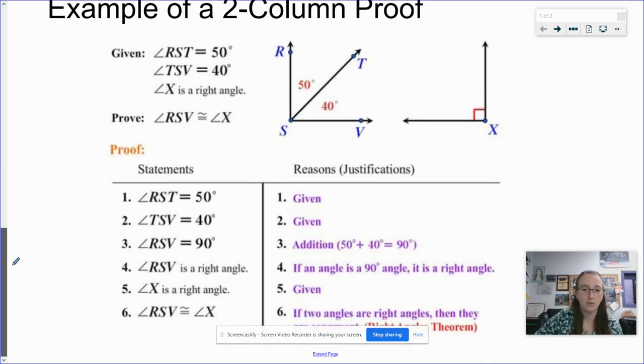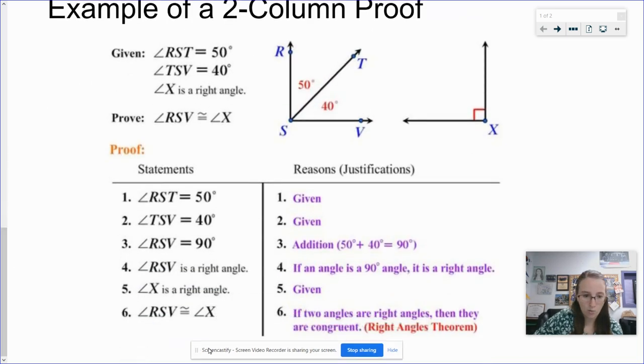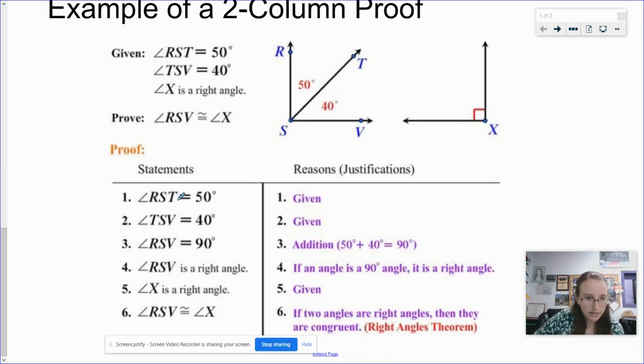So here's just an example of one. This one's a bit complicated. We're going to work our way up to this. But all over here, these are just statements. Angle RST equals 50, and then we have the reason for why we're allowed to say that over here. And we're going to talk about that in just a bit. So again, these are just things that we say. These are the reasons why we're allowed to say them.